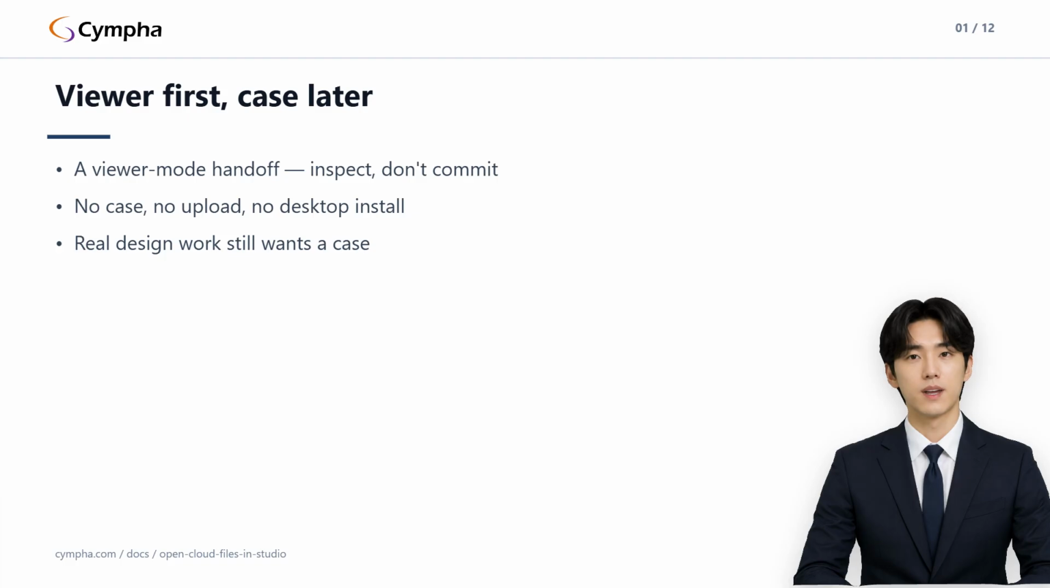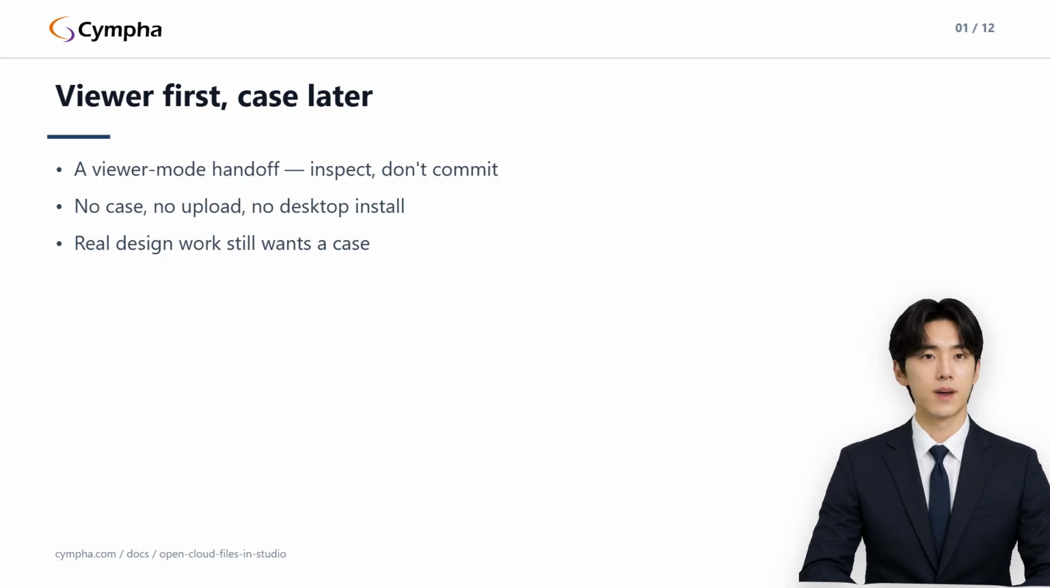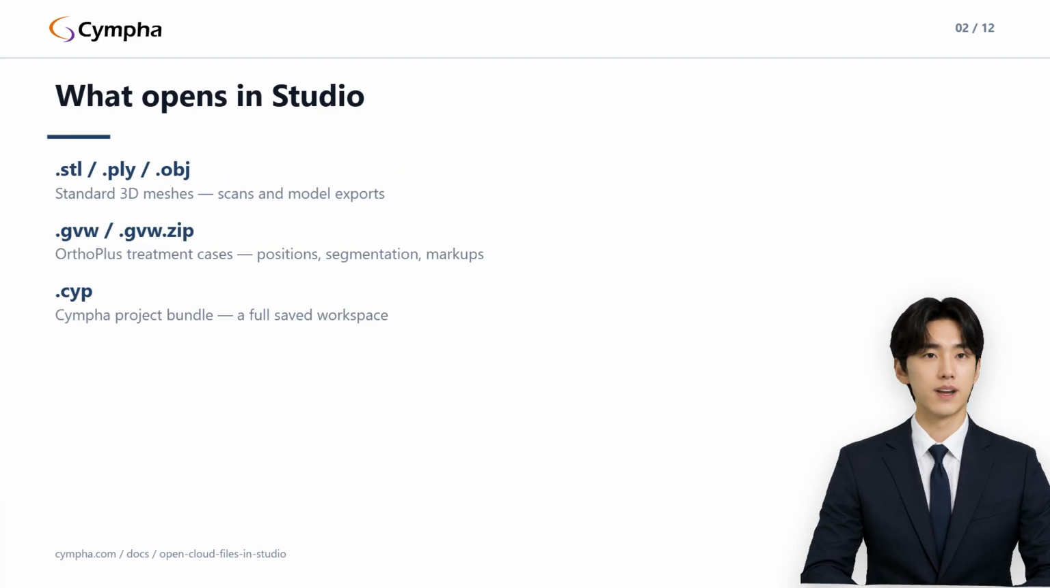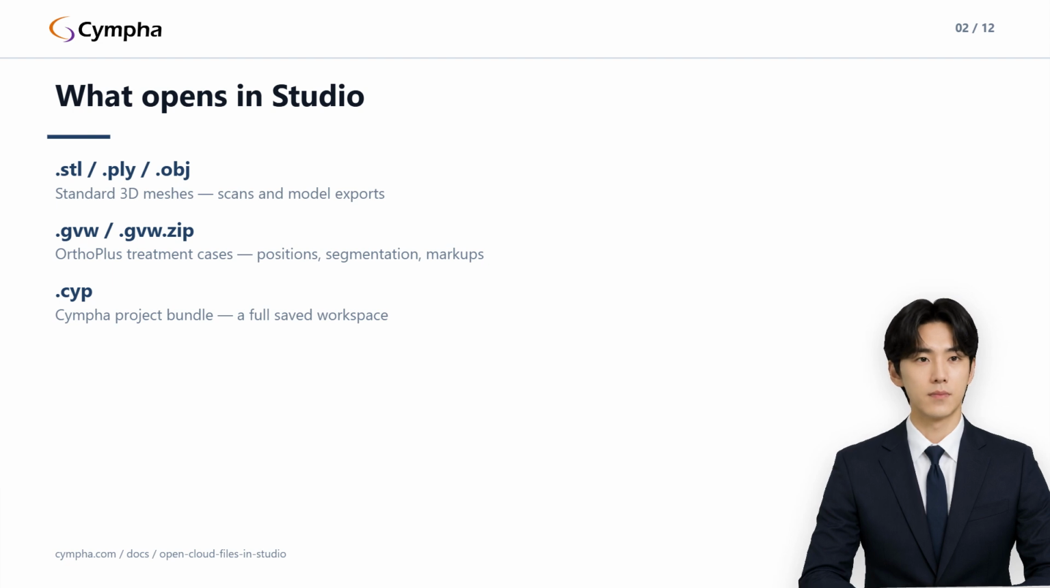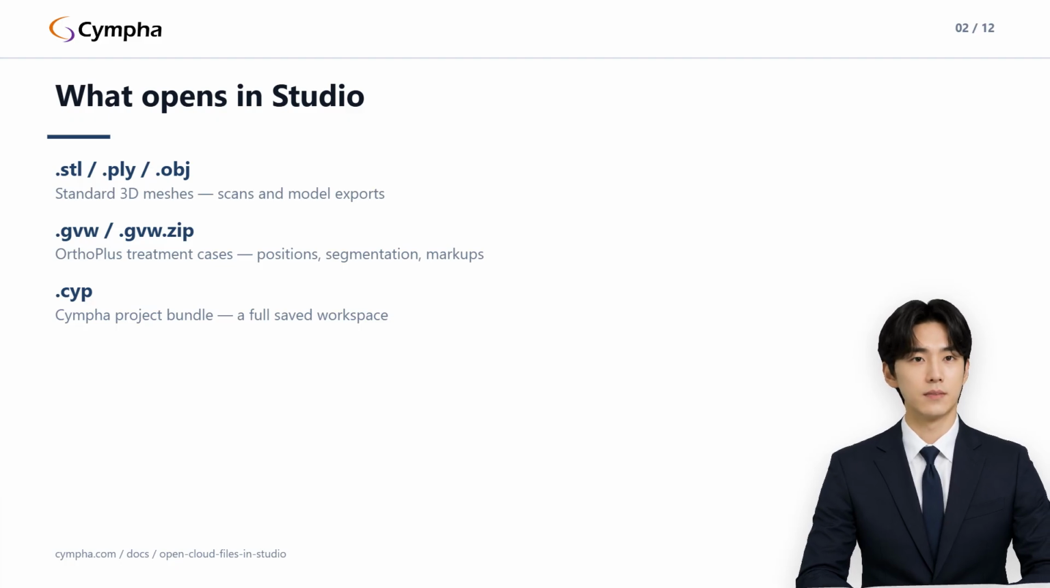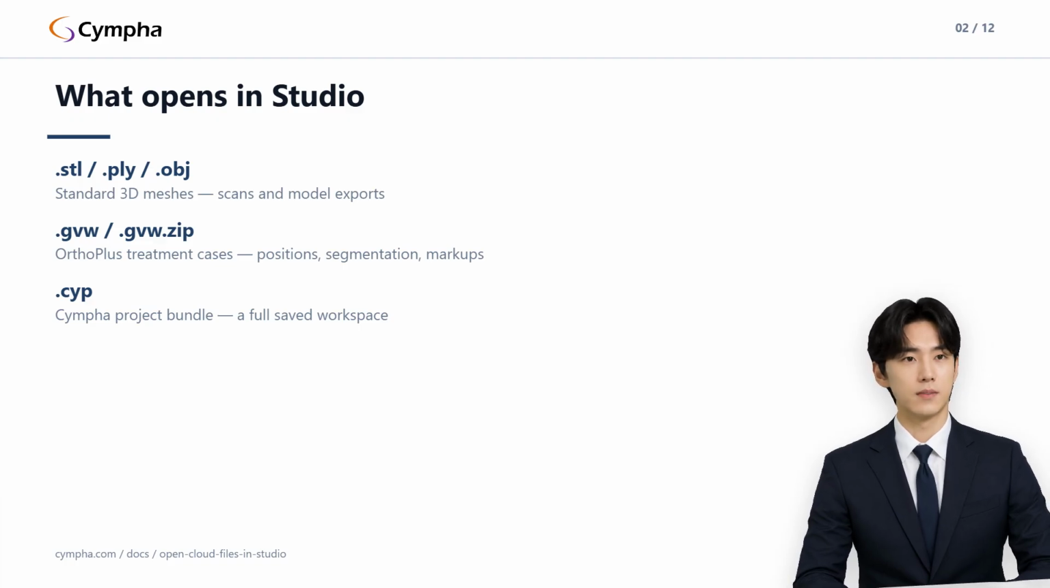Studio's Open by Address entry recognizes 3 families. First, the standard mesh formats STL, PLY, and OBJ, which is what intraoral scans and model exports come as. Second, the Guide Mia treatment case, the GVW file, plain or zipped. This is much more than a mesh. It carries the plan tooth positions, the segmentation, and any markups from a previous design session, so you're reviewing an actual plan. Third, the Cympha project bundle, the CYP file, a single archive holding a manifest and all the assets of a saved Studio session. Anything else, documents, images, spreadsheets, isn't a Studio format, and the row menu will tell you so before you ever click, as we'll see next.